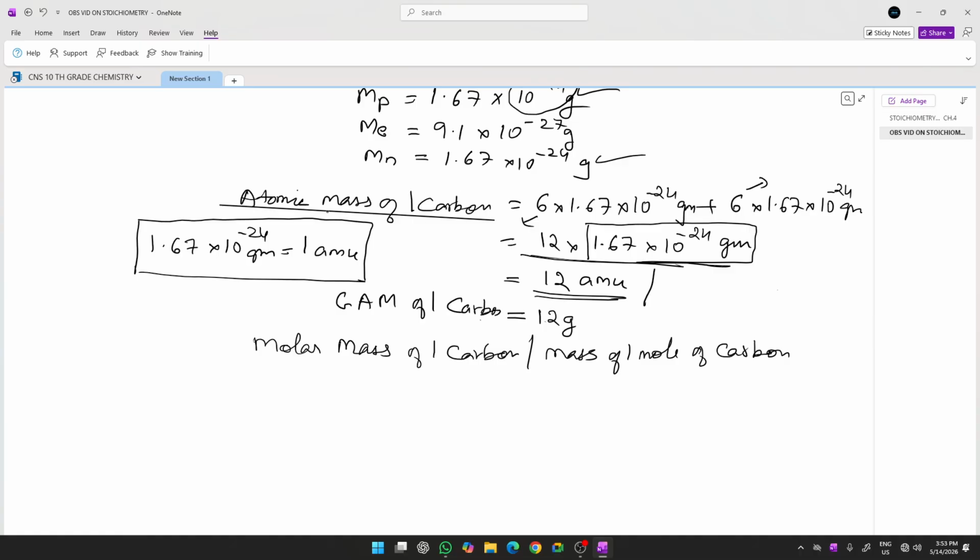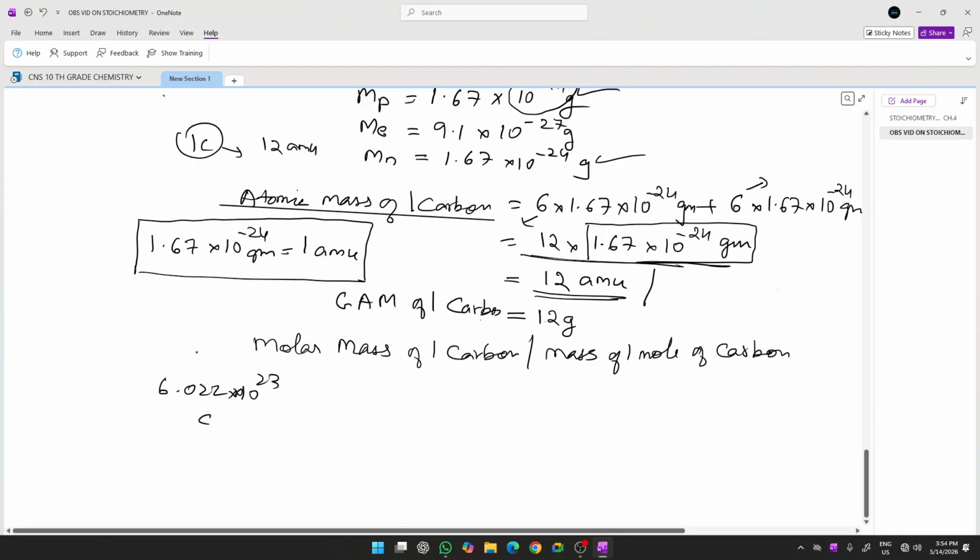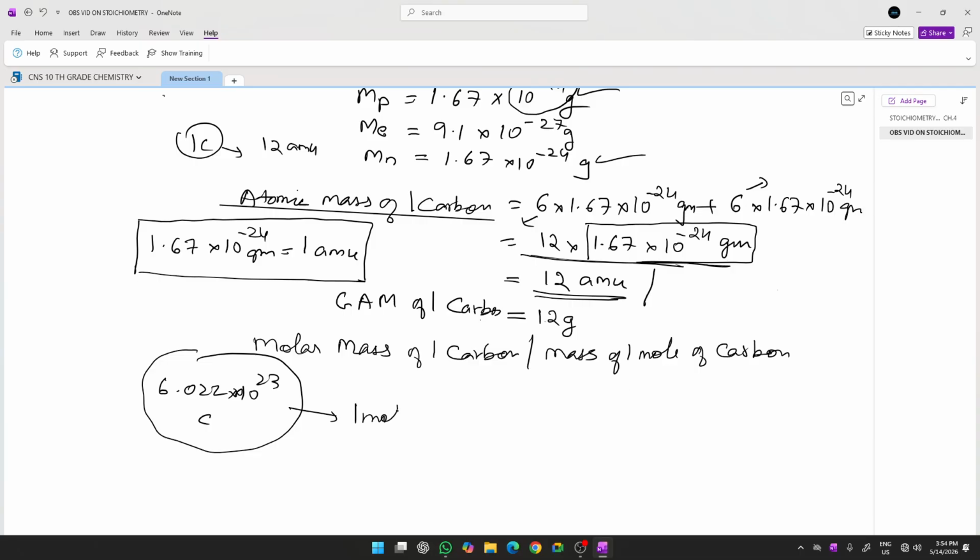So if you take just one carbon atom, and if you try to find out the mass, it will be 12 AMU. But if you take 6.022 into 10 raised to 23 carbon atoms, it will become a huge amount. And if you find out the mass of this, you will call it as 1 mole of carbon. So let us see how much is 1 mole of carbon.